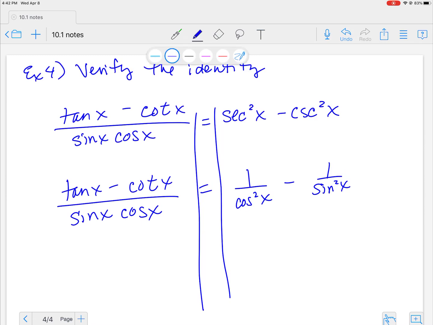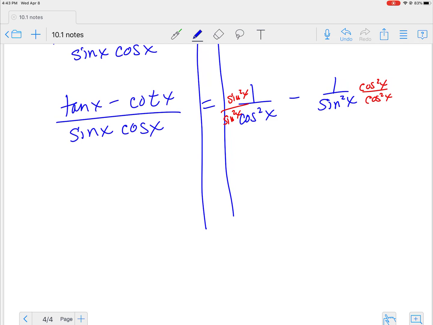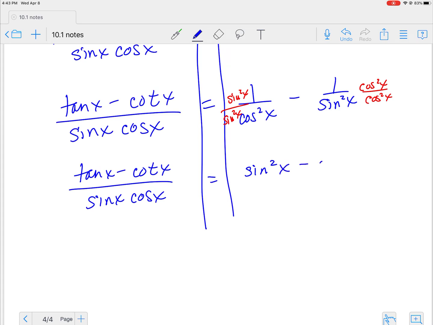Okay? Now this is 1 over cosine squared, minus 1 over sine squared, because we know reciprocal identities. Then if I'm getting that common denominator, I'm going to multiply this side by sine squared over sine squared and cosine squared over cosine squared. Basic algebra, right? These basic fraction skills. You're going to use your basic skills for the rest of your life in math. I mean, you're in this class, so you're planning on doing something with math, it'd be my assumption.